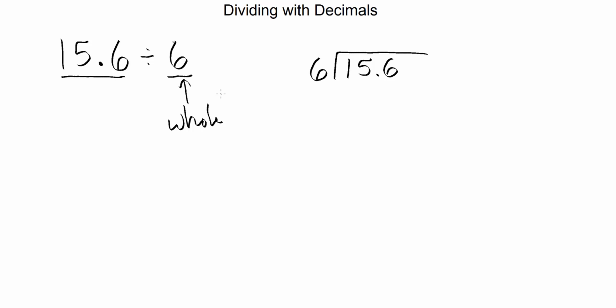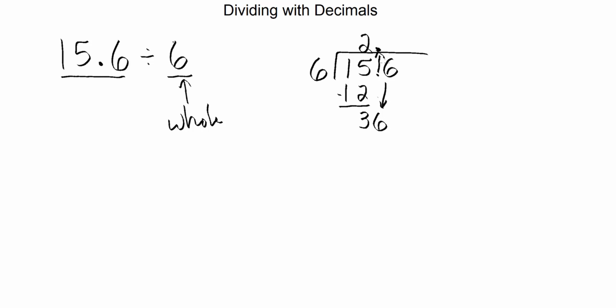So we'll start with how many 6's go into 1, that would be 0. So how many 6's go into 15, that would be 2. So 6 times 2 is 12. And we get an answer of 3. Now this is where we get into the decimal portion. So all we have to do with the decimal, we're just going to move it straight up, and then we can forget about it. And we're going to bring our 6 down.